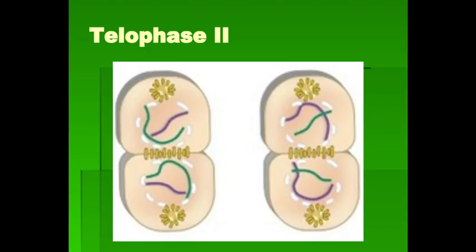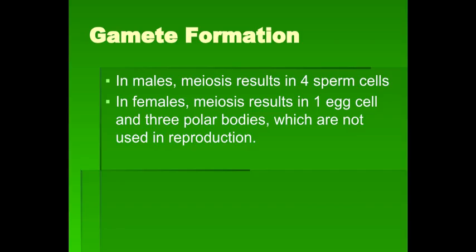Now, this is something you may not know that I didn't know before I started teaching this, actually, that in males, we wind up with 4 fully functional sperm cells. But in females, we only get 1 usable egg cell, and we wind up with 3 other cells that are called polar bodies, which aren't useful in reproduction. So we're really only getting one thing that's useful out of meiosis for females.